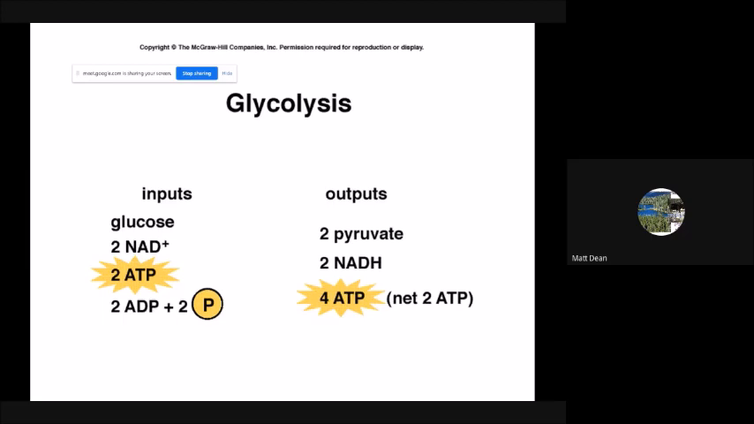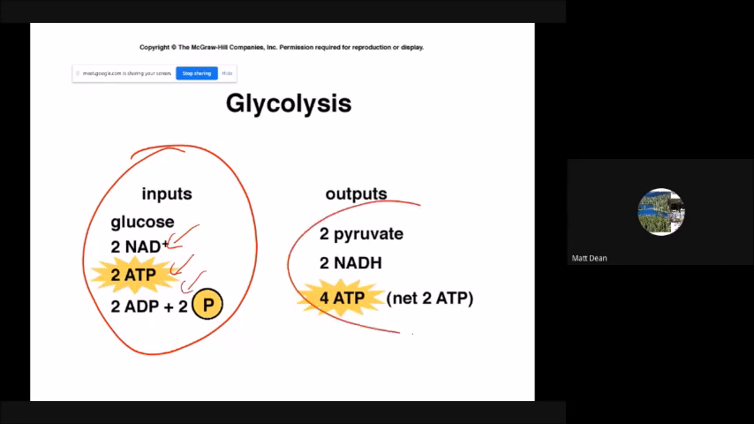Here's just kind of a summary. Here are the things you need to do glycolysis. Glucose, some NAD+, you need some ATP to act as activation energy. You also need some ADP and P to charge up. Here are the products. And again, NADH and ATP are both forms of stored energy that was originally in the glucose molecule.